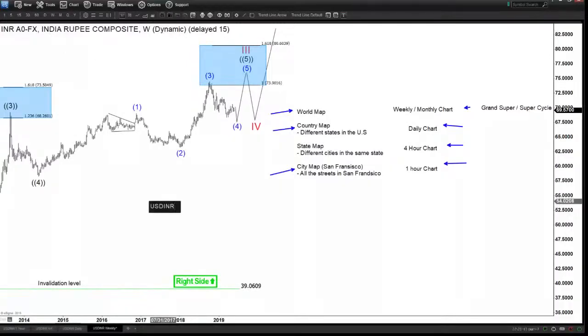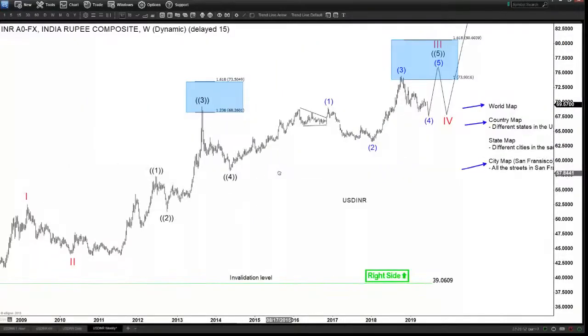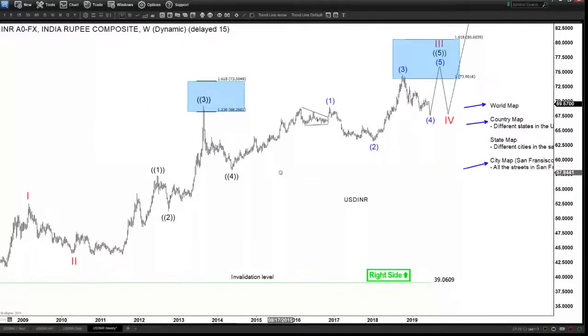Now that's a different story, Wolfgang. We're going to go there. Wolfgang has a question: how do I know to label 1, 2, 3, 4, 5, A, B, C, all this? We will talk about that later on.